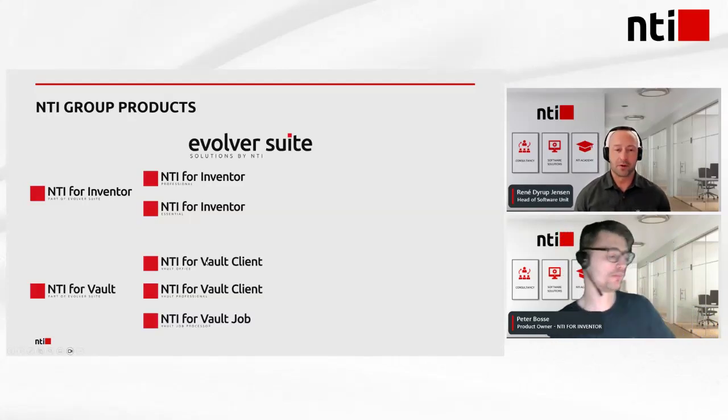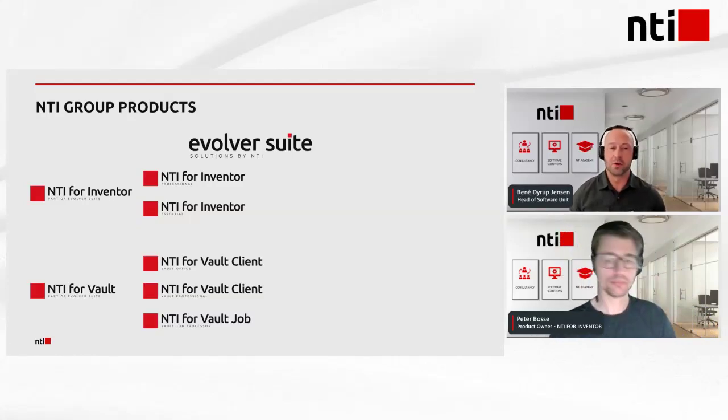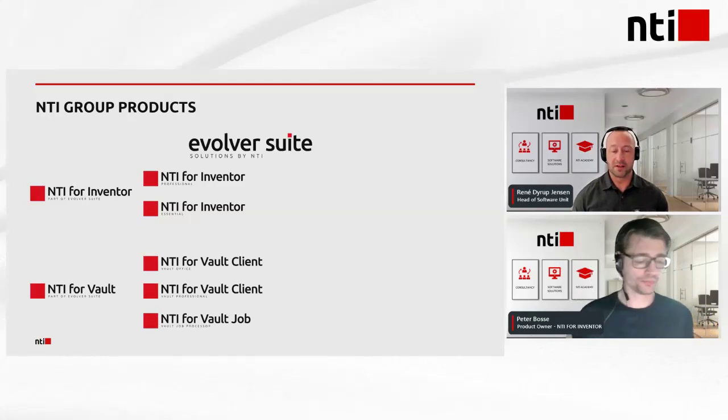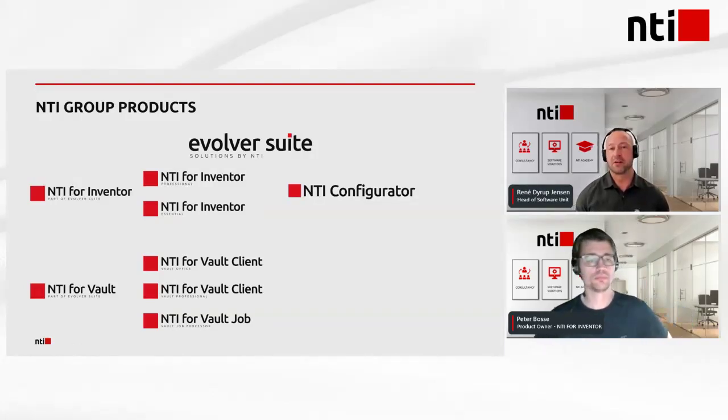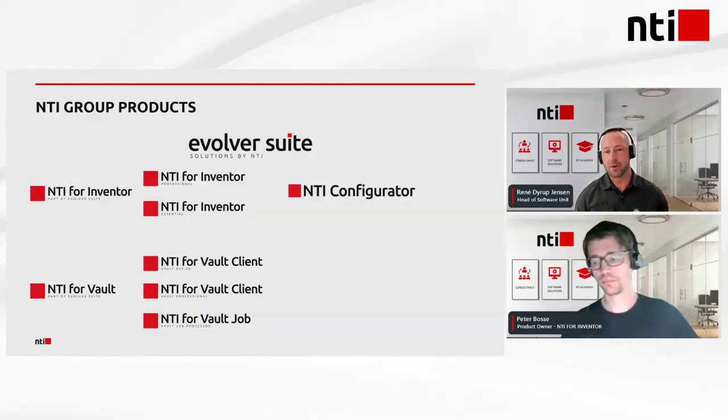We also have NTI for Vault. And NTI for Vault is an extension to the different Vault flavors from Autodesk. So we have a client version, both for Vault Professional, but also for Vault Office. And we also have an extension for the Autodesk Vault job processor. As part of the Evolver suite, we also have the NTI configurator, which is basically a front-end configurator that runs on web, and it can be used by end customers, your sales organization, everyone that needs to configure a product and request a quote or order it directly.